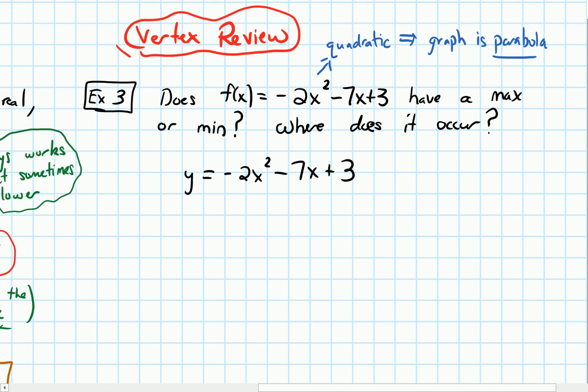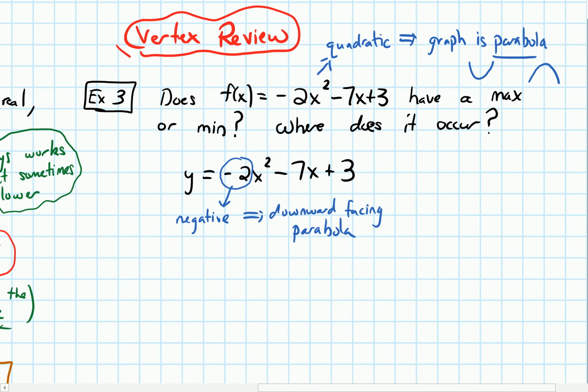And the key to knowing whether it has a max or min is whether that parabola is upward facing, like this, or downward facing, like that. What indicates that to us is the leading coefficient, whatever is in front of the x squared, the a term. Here that is a negative number, and because it's negative, we are going to have a downward facing parabola.